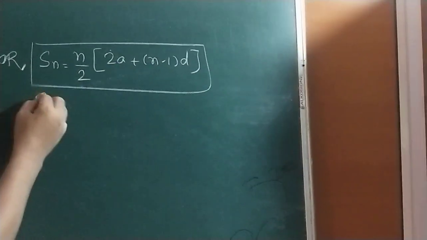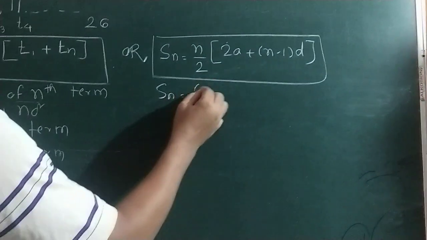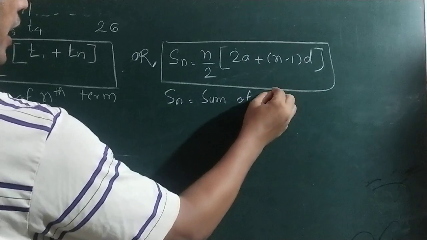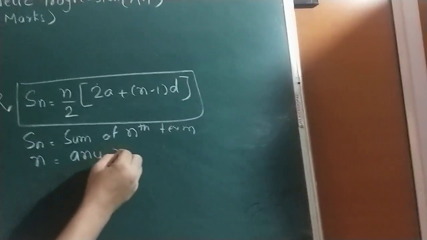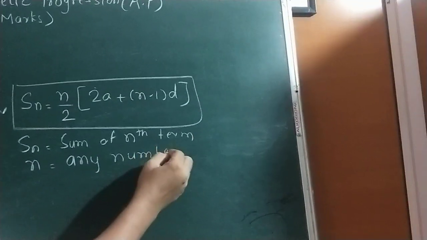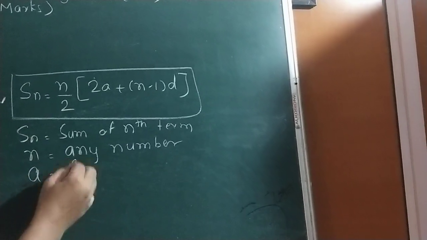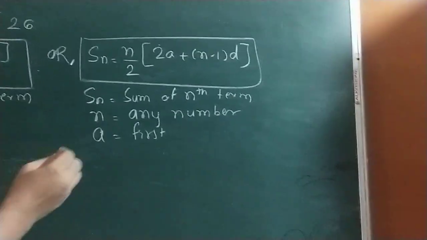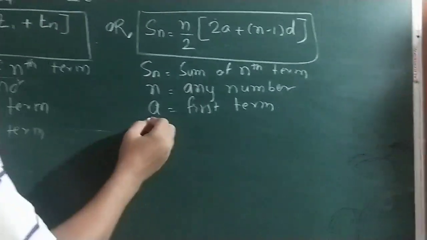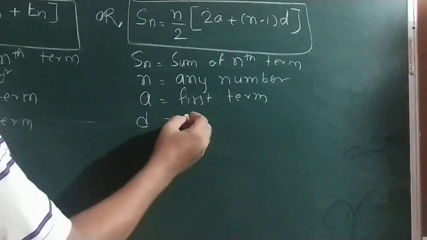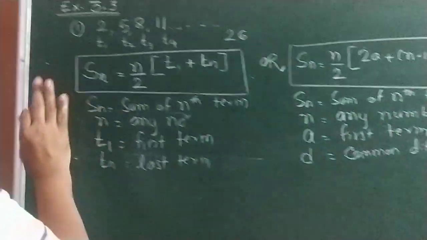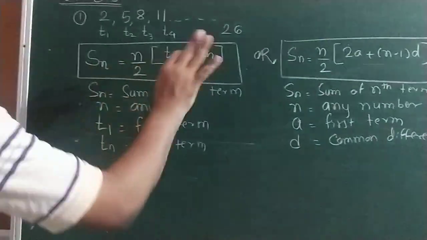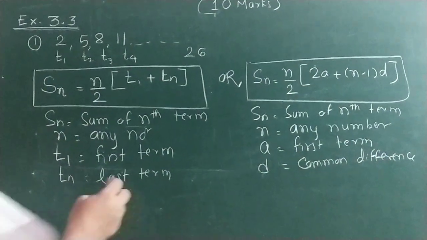What is the meaning of this formula? Sn, same, sum. S means sum, sum of n terms. N is equal to any number which is given in the question paper. A is also known as the first term. T1 and a both are the same, the first term. And what I require, d. D, as we know, is the common difference. Okay, these are the meanings of this formula. So you have to learn both these formulas by heart and you have to write this sum formula.